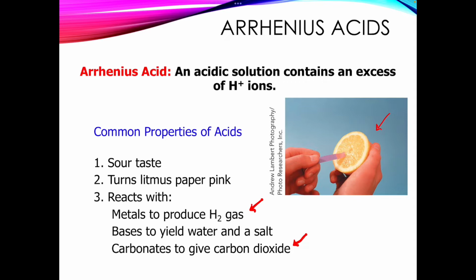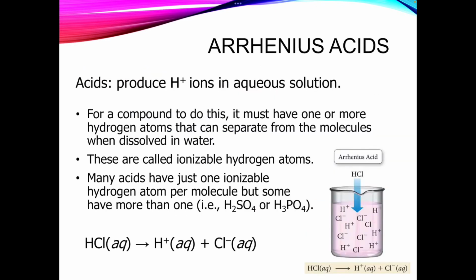And again, we are saying that an acid contains an excess of H+ ions. Okay, so again, Arrhenius says they will produce H+ ions in an aqueous solution. So for a compound to do this, it has to have a hydrogen atom in the first place. But it has to specifically have a hydrogen atom that can separate from the molecule when it is dissolved in water. So these are what's called ionizable hydrogen atoms.